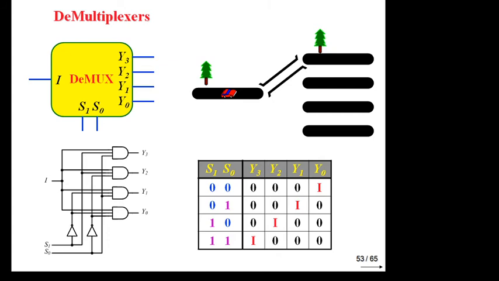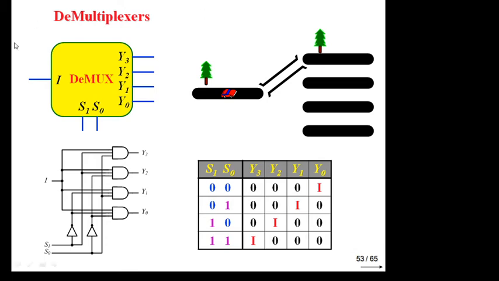Sum is 1 2 4 7. So Y1, Y2, Y4 and Y7 are connected to the input of the OR gate and the output of the OR gate will be sum. Similarly for carry, 3, 5, 6, 7. So you will connect Y3, Y5, Y6 and Y7 outputs to the input of the OR gate and the output of the OR gate will be C out. Just as we do in a decoder circuit.